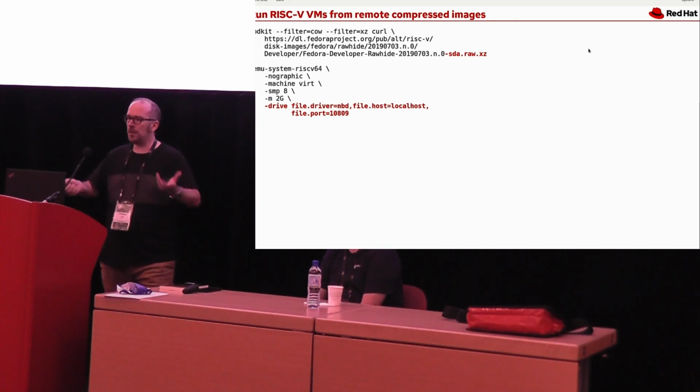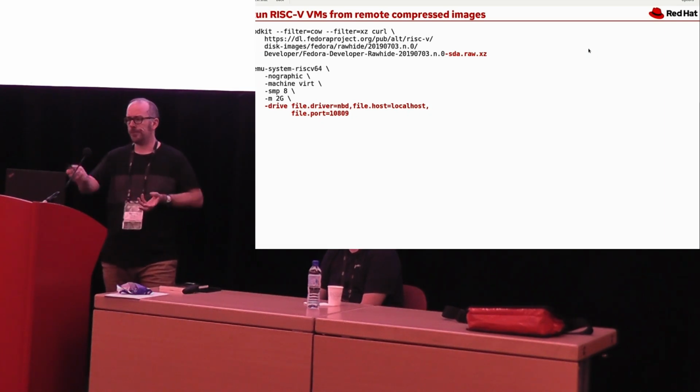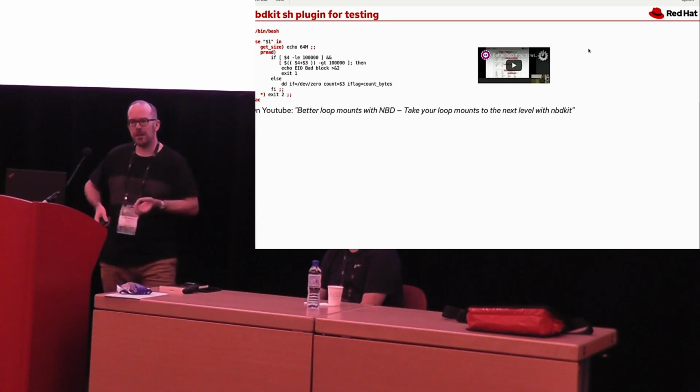Here's an example, a completely different one. This is how you boot a VM which is located on a web server, like a disk image on a web server, as XZ compressed. You can use this very long nbdkit command to boot it without even downloading the file, without even uncompressing the file.